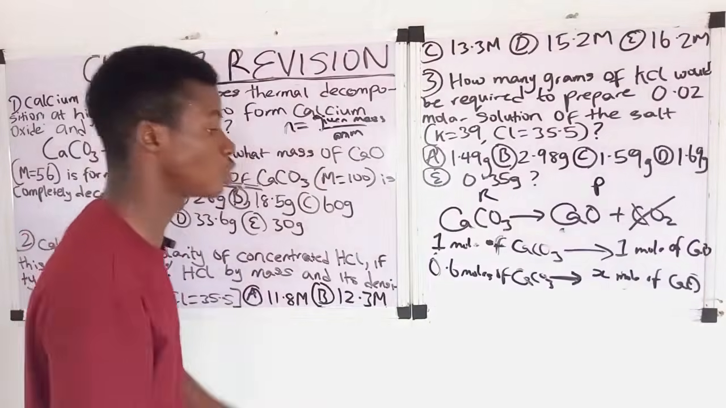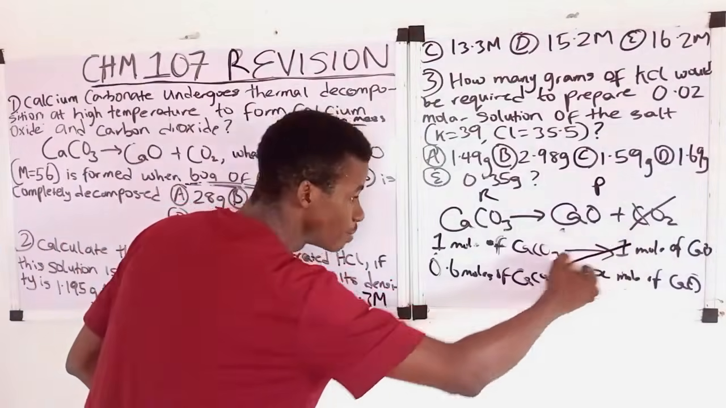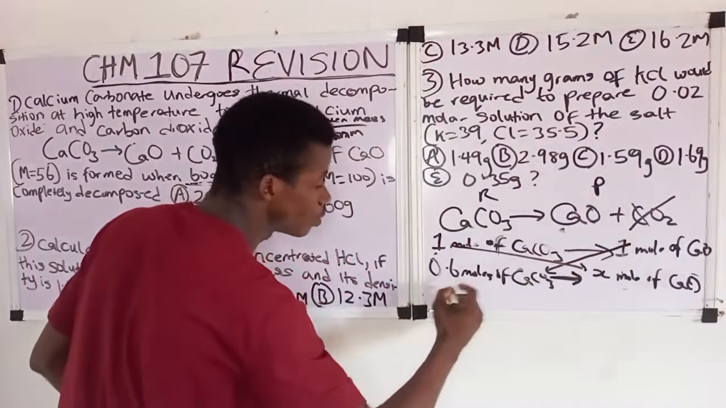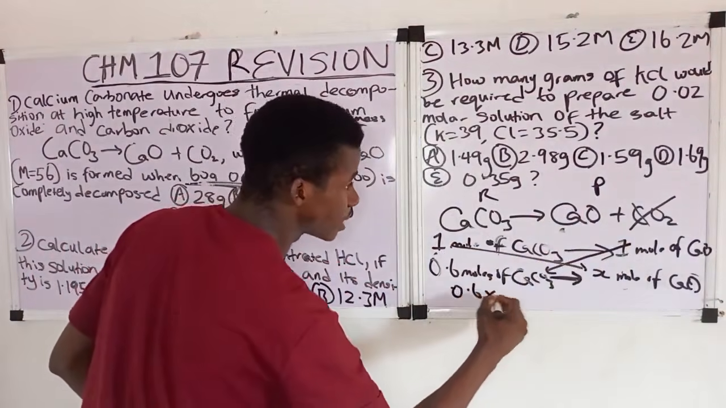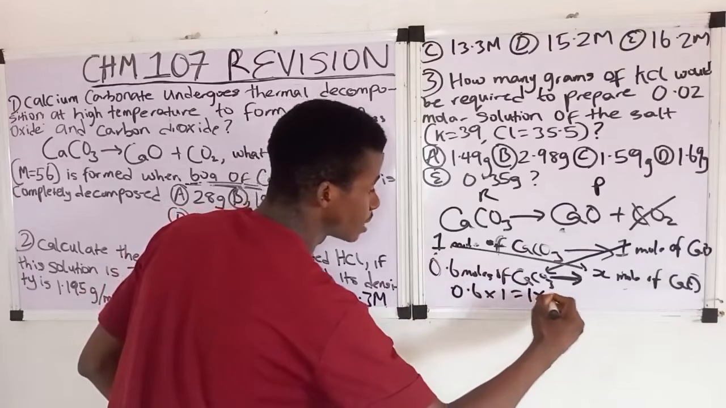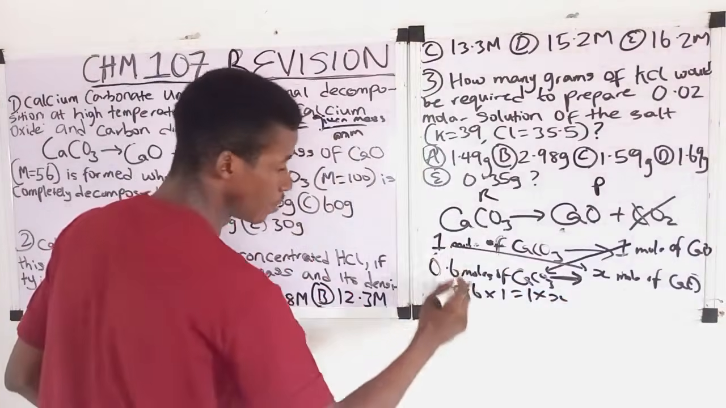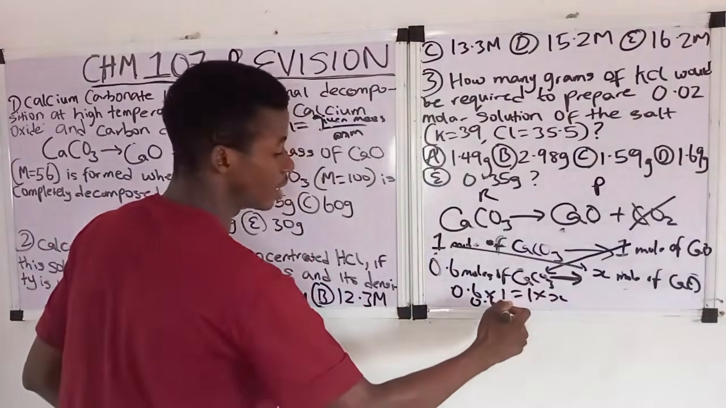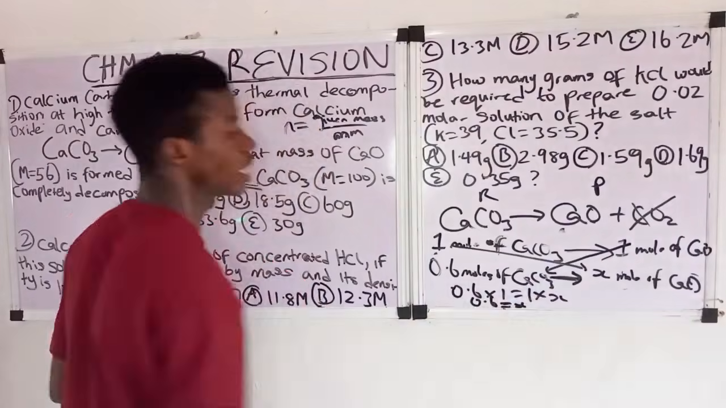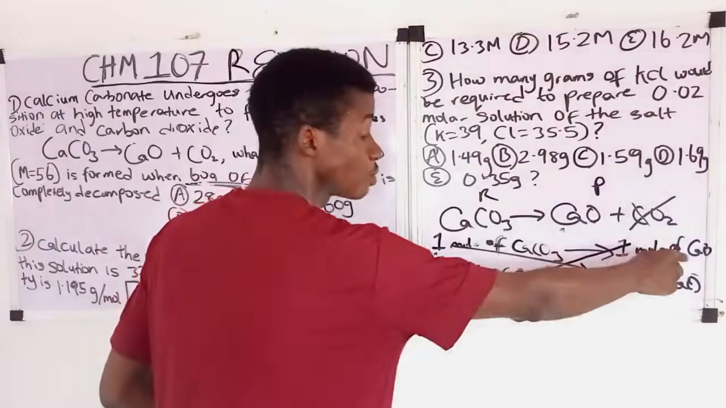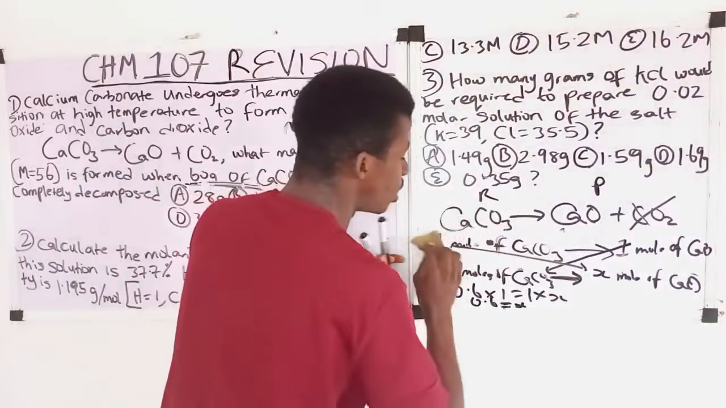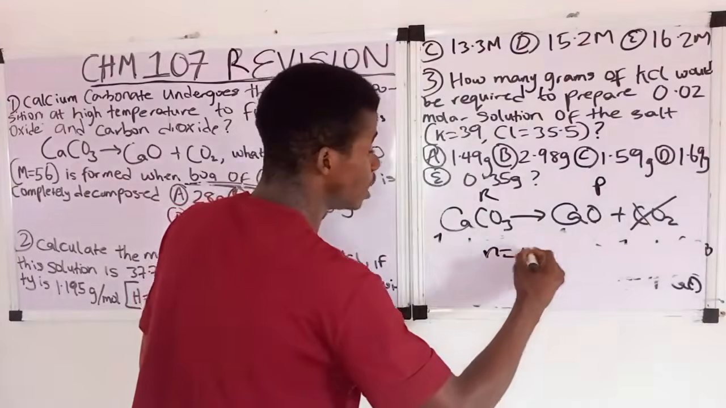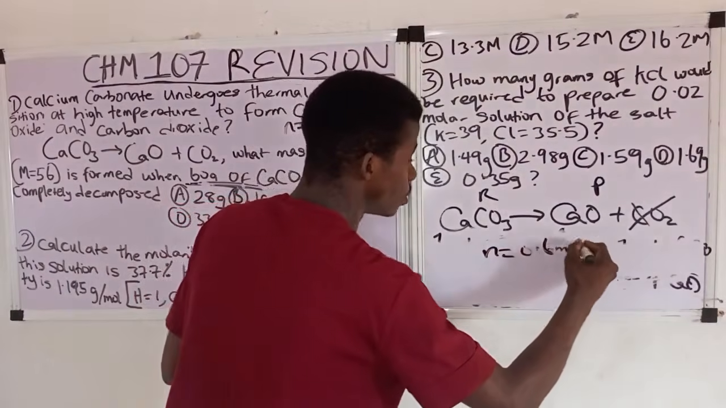So what next are we going to do? We just need to cross multiply. 1 will multiply 0.6, and 1 will multiply x. So 0.6 times 1 equals 1 times x. 0.6 times 1 will still give us 0.6, then 1 times x gives us x. Therefore, the mole of calcium oxide formed is 0.6 mole.